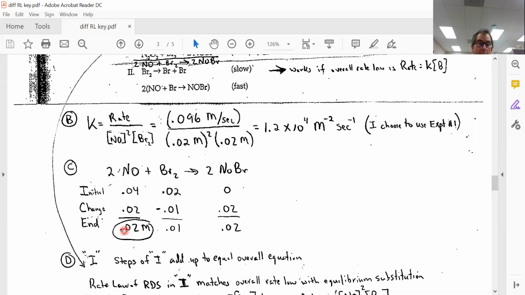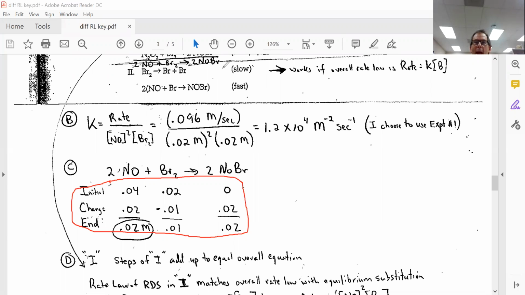Ultimately, I could figure I have 0.02 left of this, 0.01 left of this, 0.02 left of this. Those would all be molarities. I think I'm only asked to find the molarity of the NO, so that would be this answer right here. Okay, so this is the ICE box. So we can draw a little box around it and get used to this because it's a cool way to solve problems, the ICE box.